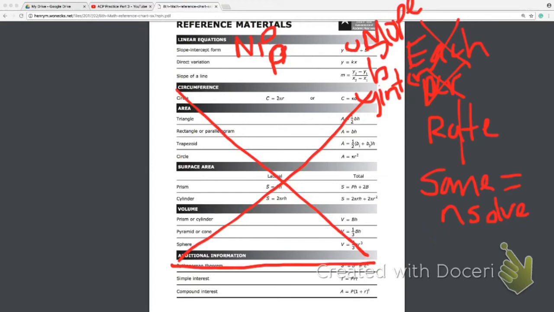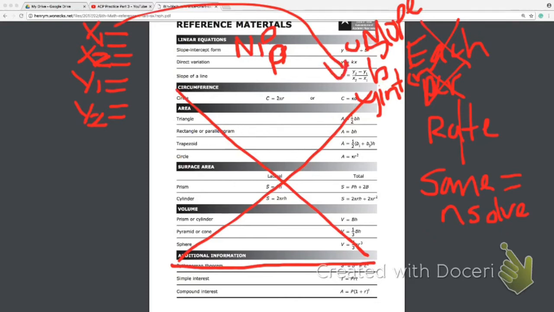Also, if I do slope of a line, the way we list it out is x1, x2, y1, y2, and then put an equal sign next to each one. This is the way we will list them out, and then we would plug them in to this formula to solve it.